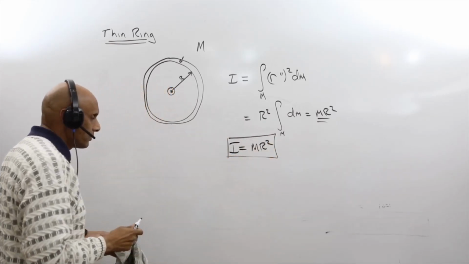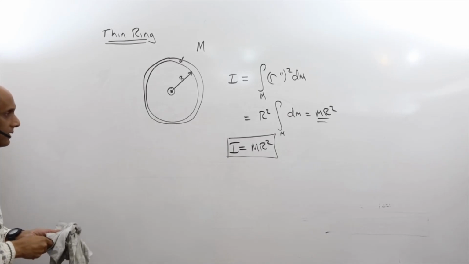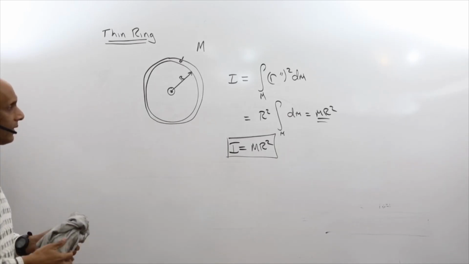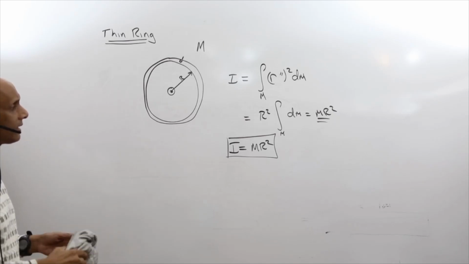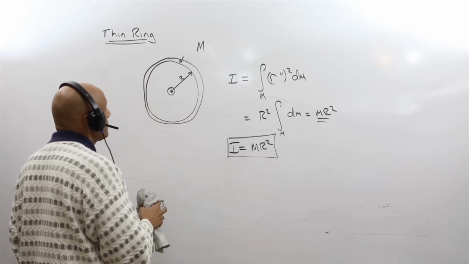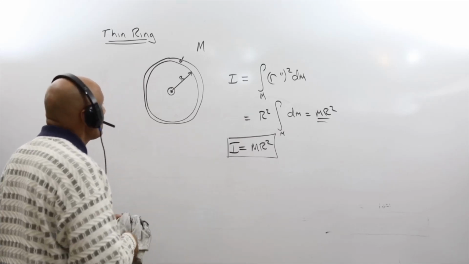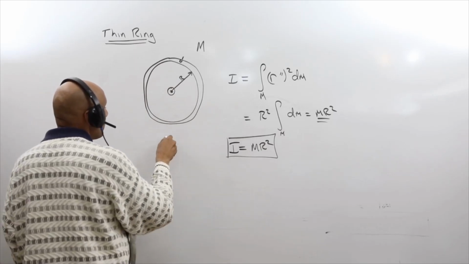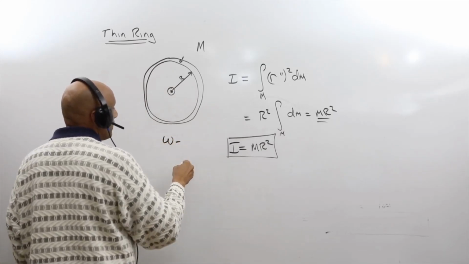So that was a really nice clean derivation of the moment of inertia. Okay, so now let's extend this idea a little bit further. Let me erase this. If somebody asks you, if this ring is rotating with an angular frequency of omega, what is the kinetic energy?